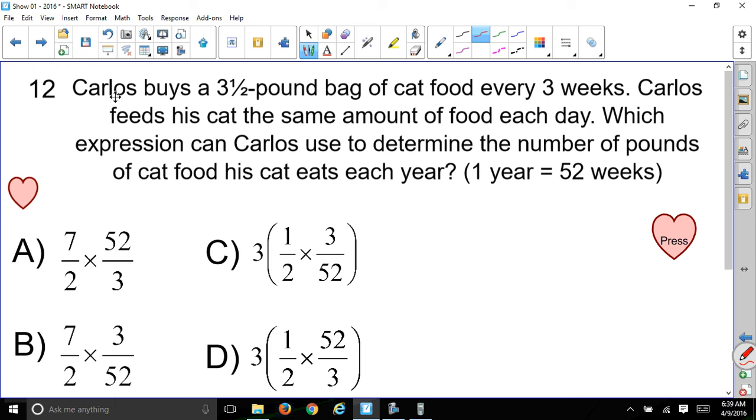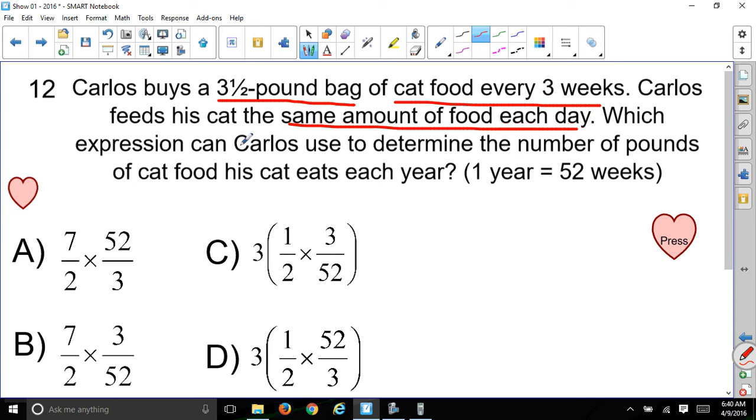Okay, Carlos buys a 3.5 pound bag of cat food every 3 weeks. That's a lot of cat food. So let's underline that. 3.5 pound bag of cat food every 3 weeks. Carlos feeds his cat the same amount of food each day. All right, so the cat gets the same amount of food each day, so we could figure out how much cat food he gets in one day if we wanted to. But let's see what they're asking.